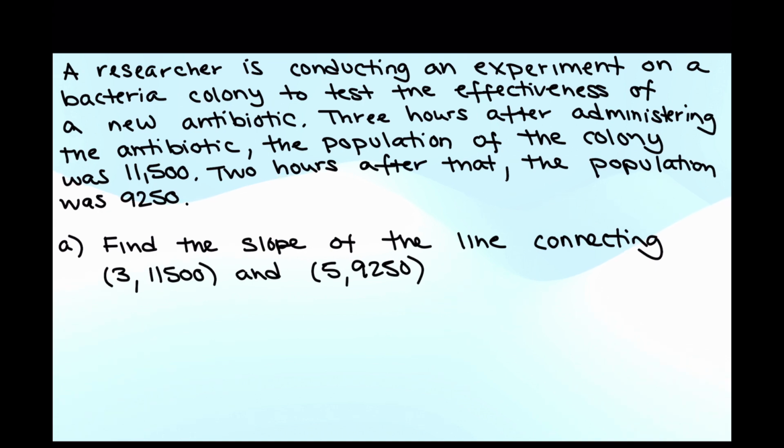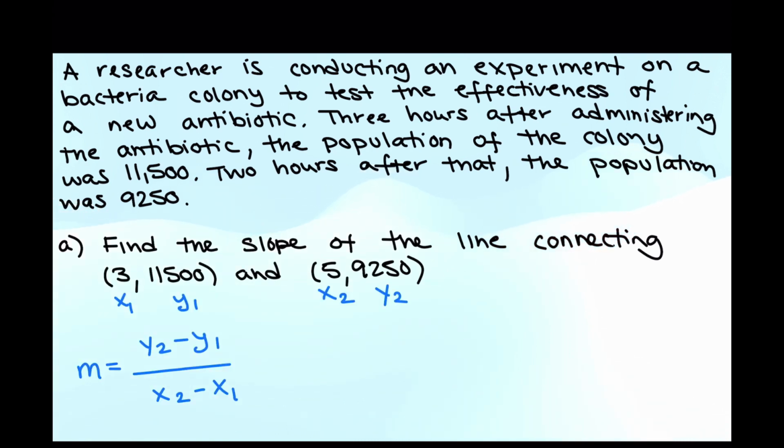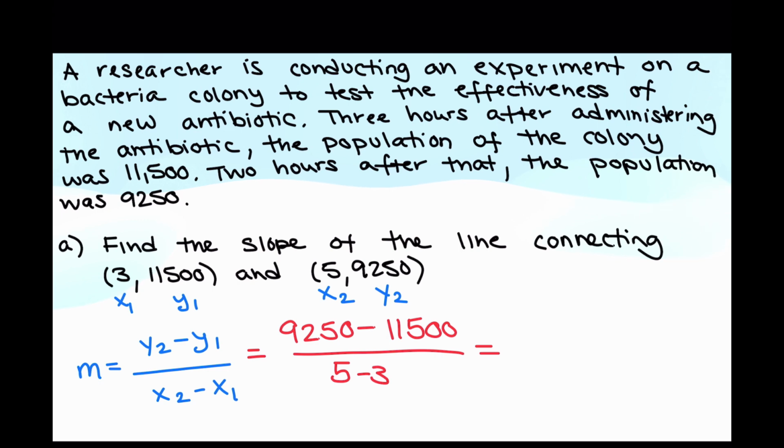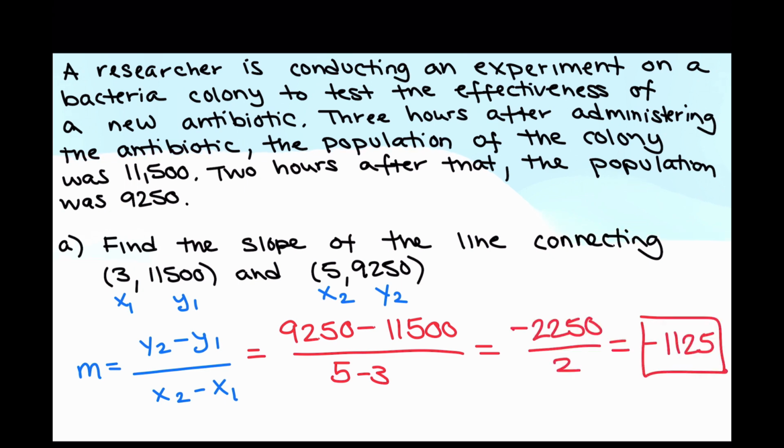So for the first part of this problem, we're just going to compute slope. And this is something we already know how to do. It doesn't matter that it's a word problem. We can still use our same slope formula. Slope is change in y over change in x. So I'll take y2 minus y1 over x2 minus x1. So 9,250 minus 11,500, which is negative 2,250, and then over 5 minus 3, which is 2. And if I do the division, I get negative 1,125.